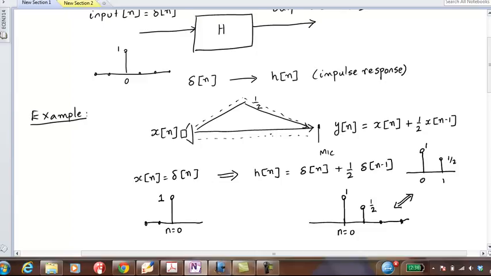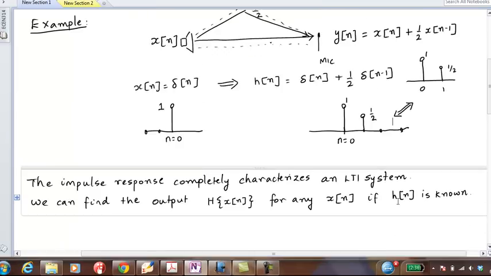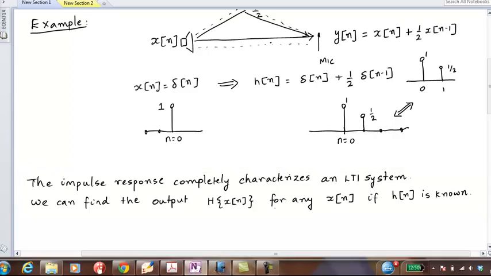All right. So why do we care about the impulse response? What's so special about this? Well, it turns out that the impulse response completely characterizes a linear time invariant system. What I mean by that is that if the impulse response of a system is known, then we can find the output of the system for any arbitrary input x of n. So H of x of n is the output of the system for an input which is x of n. It turns out we can compute this for any x of n if we knew the impulse response.